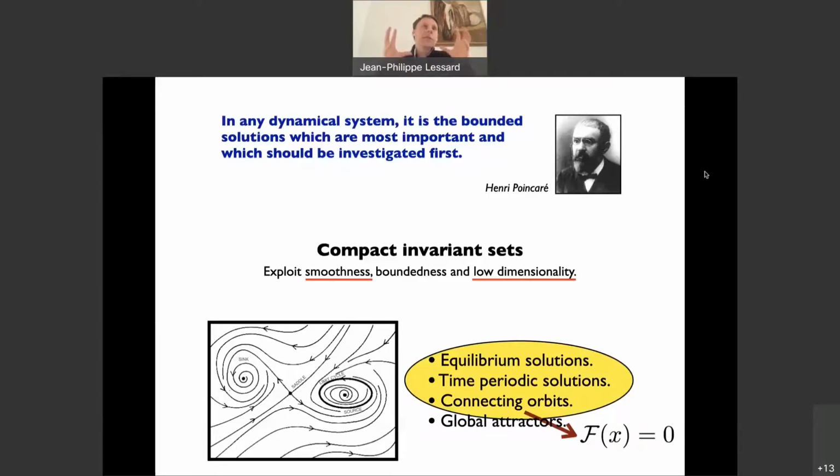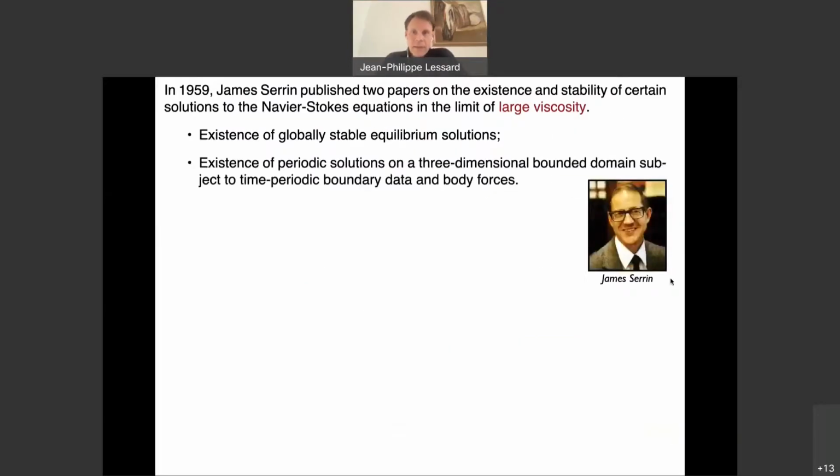Okay, but our philosophy to study Navier-Stokes is that instead of trying to understand initial value problems and see if solutions exist for all time, we are going to focus on specific types of bounded solutions: steady states, periodic orbits, connecting orbits. We will try to see how these can eventually organize the long-term dynamics, and then see if we can understand the global dynamics of Navier-Stokes by studying specific types of objects. I'm talking about steady states and periodic orbits.